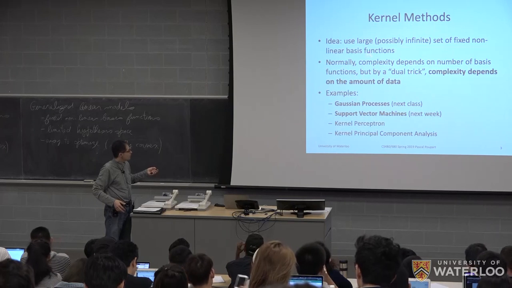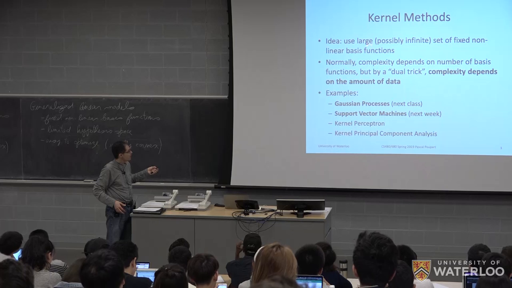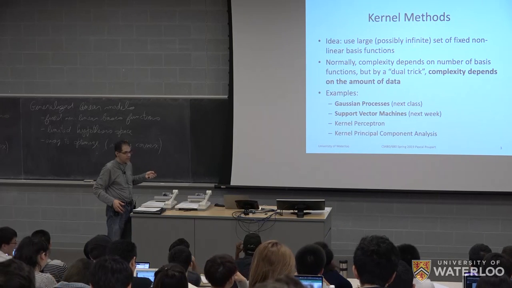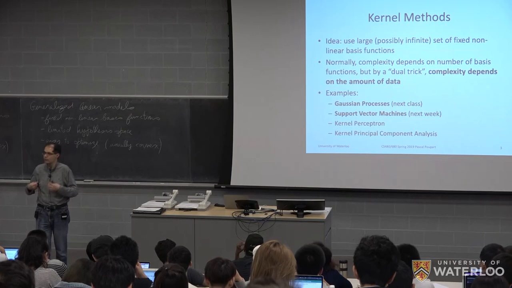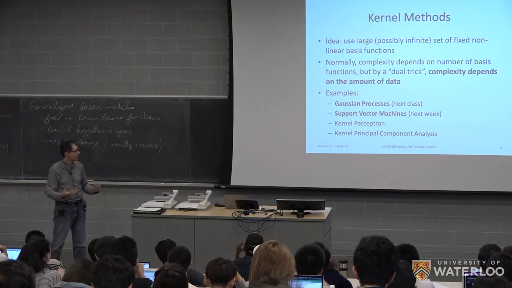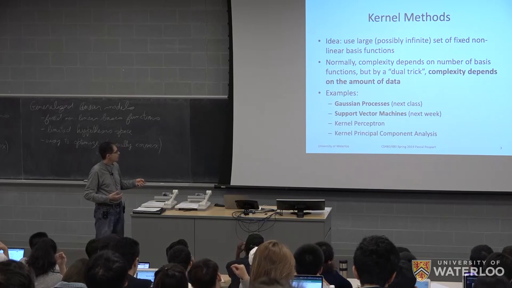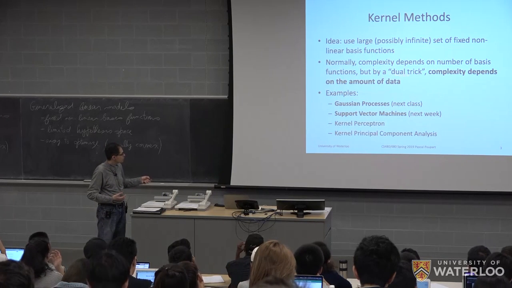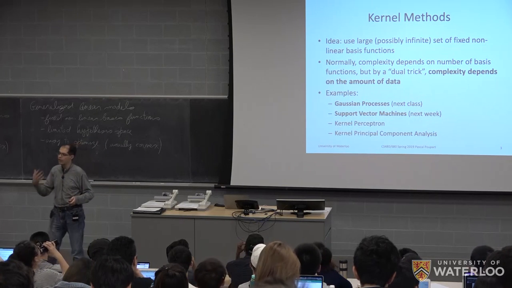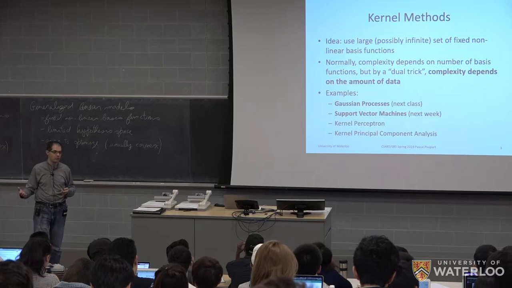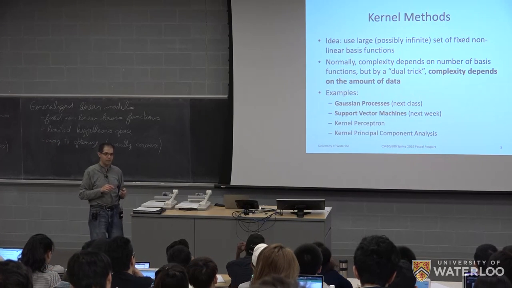If we want to do that, there's an obvious problem, because computationally, if it's large or even infinite, how are we going to do this tractably? There's going to be a computational cost. Well, it turns out that there is a trick known as the dual trick, or otherwise the kernel trick, where we can show that the complexity of the computation does not have to depend on the number of basis functions, but instead on the amount of data that we have.